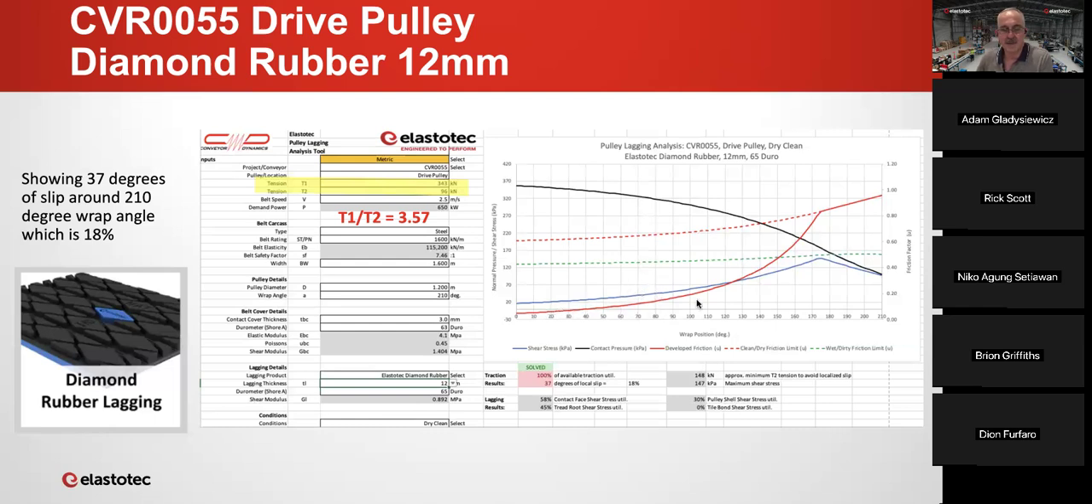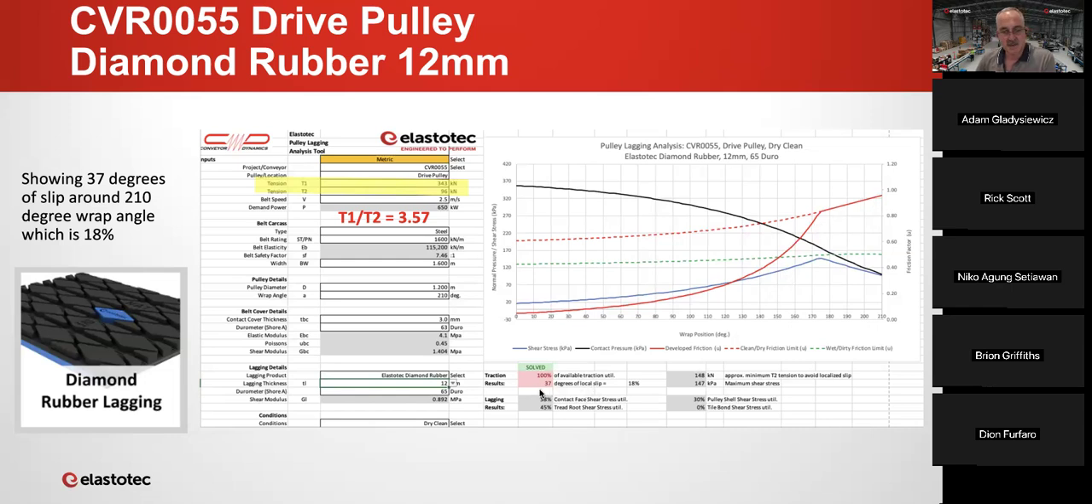And this dark red line is the developed friction. Now, in this case, the developed friction comes up to this point where it intersects our dry friction factor. And what we're seeing here is that from this point on, which is at roughly 175 degrees around the arc of contact, we're actually getting slippage. So this is what we call localized slippage. So from 175 degrees round to 210 degrees, the belt and the lagging are slipping, which will obviously cause damage.